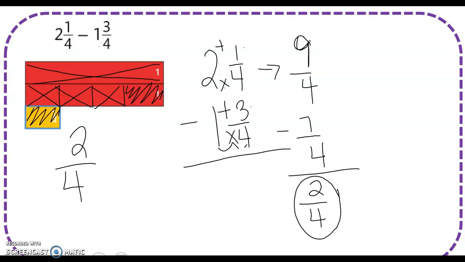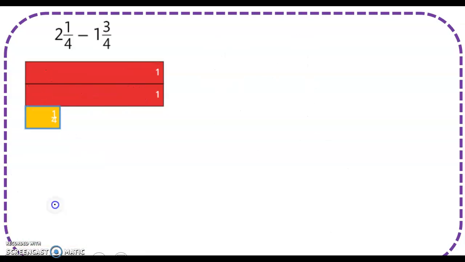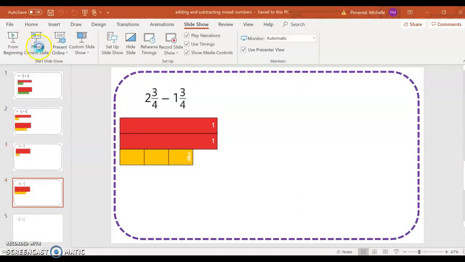So it could get a little tricky, but just remember, if you can't subtract the fractions, a shortcut is to turn it into an improper fraction. Okay, I'm going to clear my board. I'll do one more.